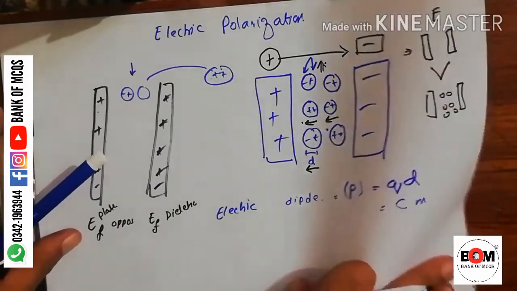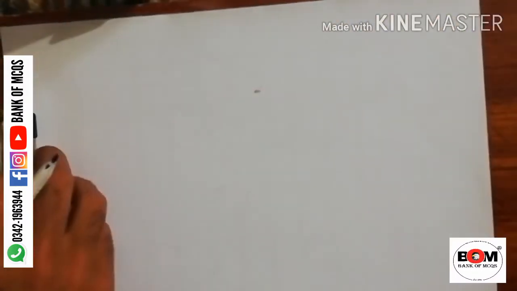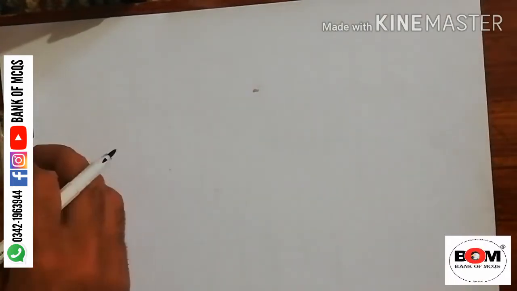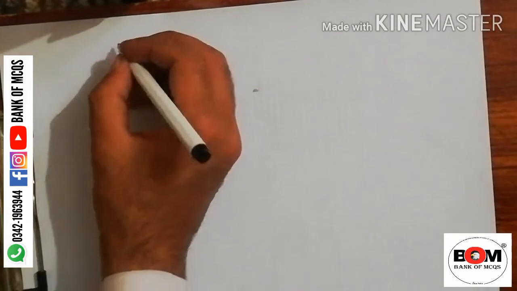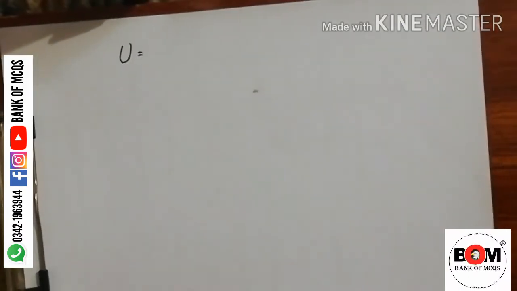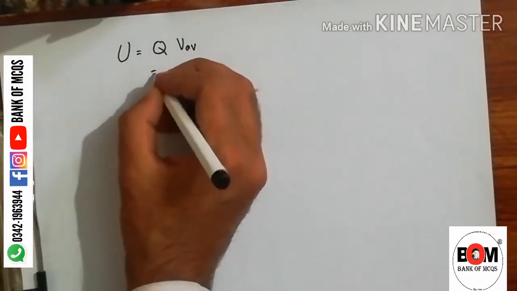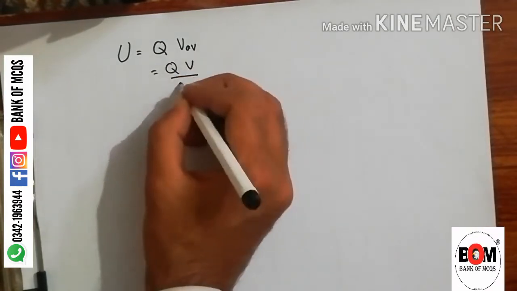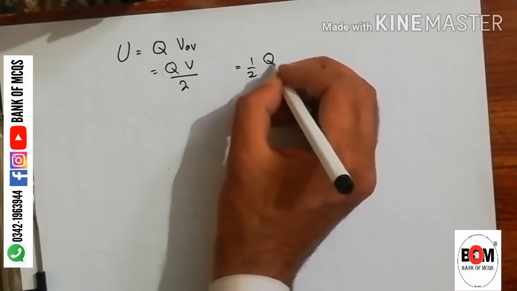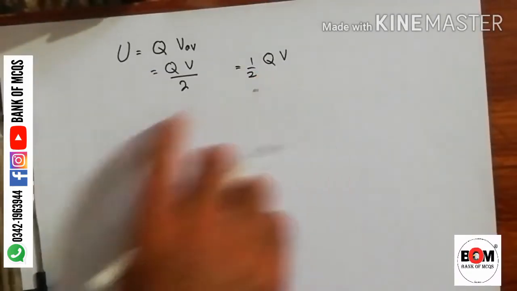The next thing we already discussed is the charging of a capacitor. So the charging of a capacitor involves the average voltage on the capacitor during the charging process, and this energy is stored in the capacitor. The energy stored in the capacitor is represented by U, and this is the product of Q and V average, where V average is equal to V divided by 2. So to remember it, it is just half of Q and V. So the energy of a capacitor is equal to half QV.